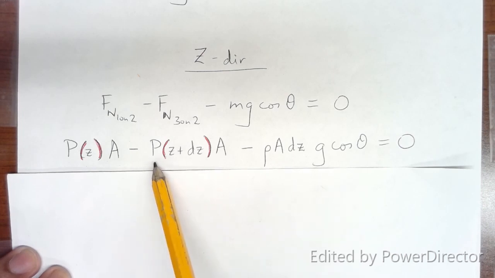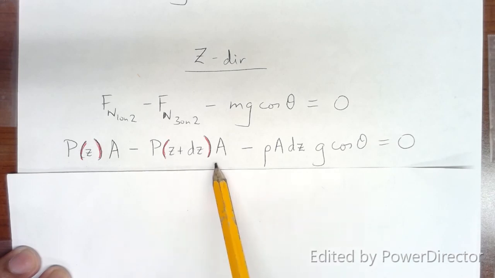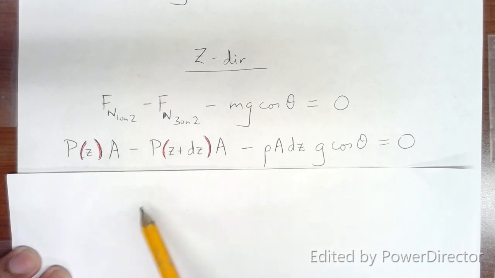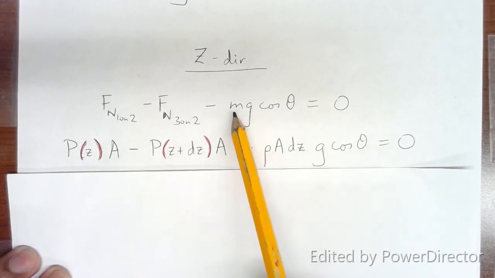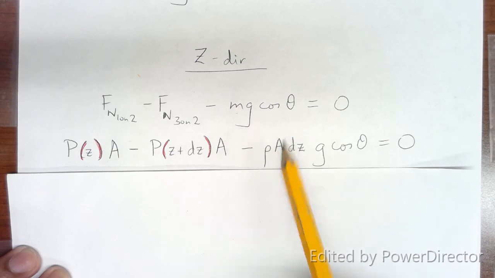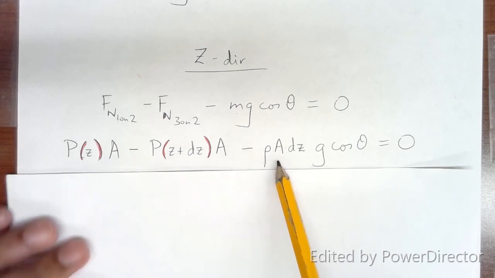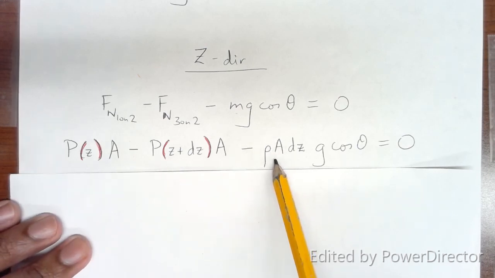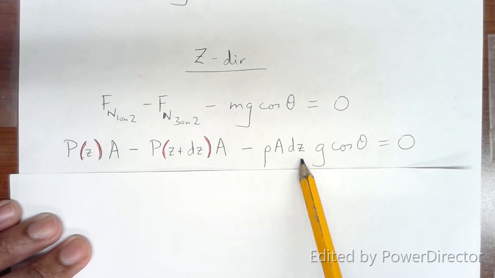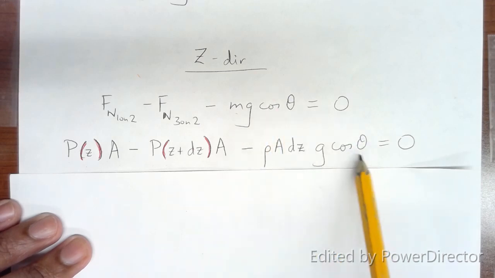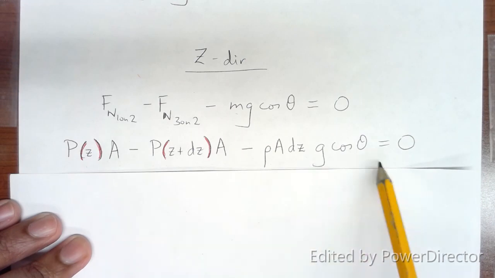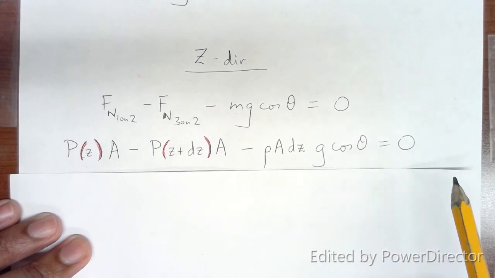So what we have is the pressure evaluated at z plus dz and then times the area. And this one was pointing downward in the negative z direction, so we have the minus sign there. We want the mass of layer 2. So the mass of layer 2 would be its density rho times the volume of the layer. And the volume of the layer is simply going to be the area times the thickness dz. And then the g cosine theta just carries over. So all of this together is equal to 0.